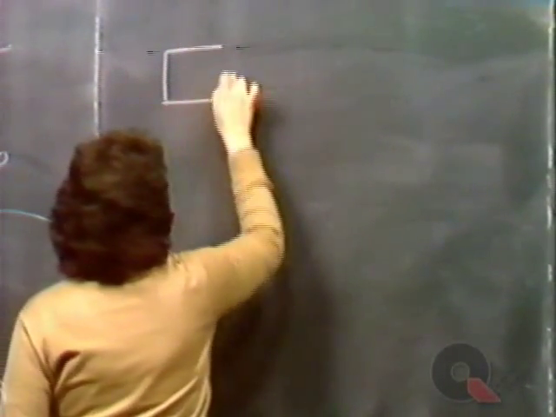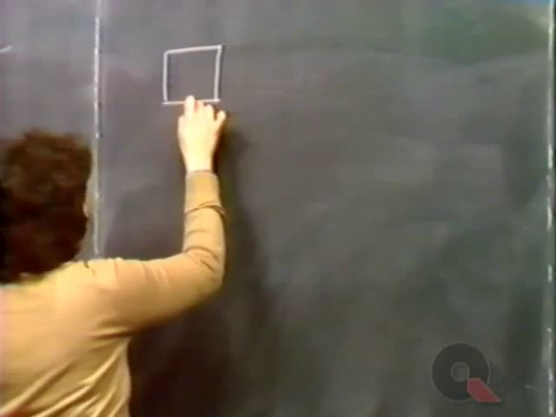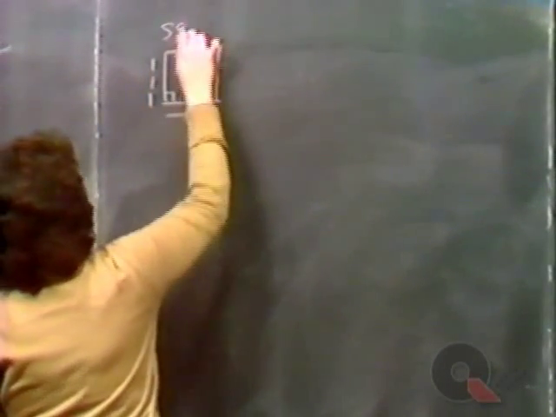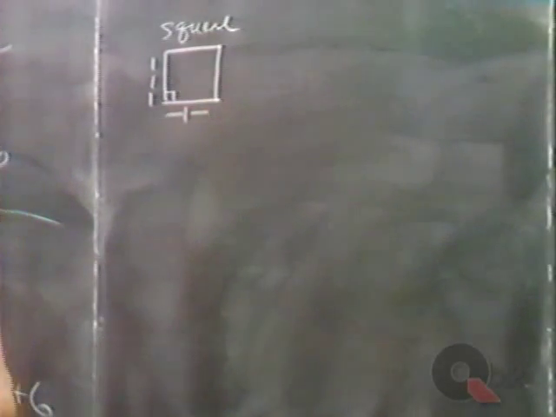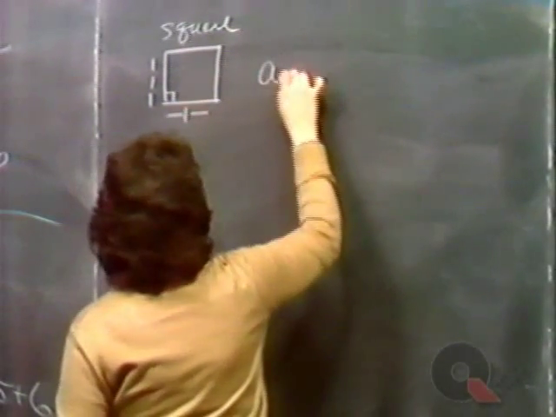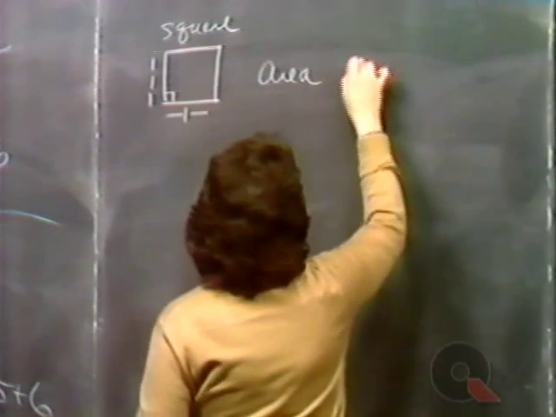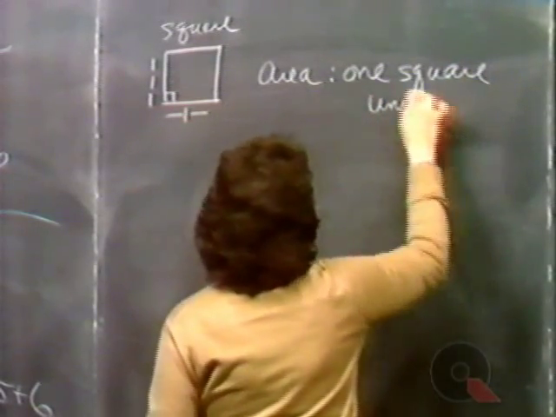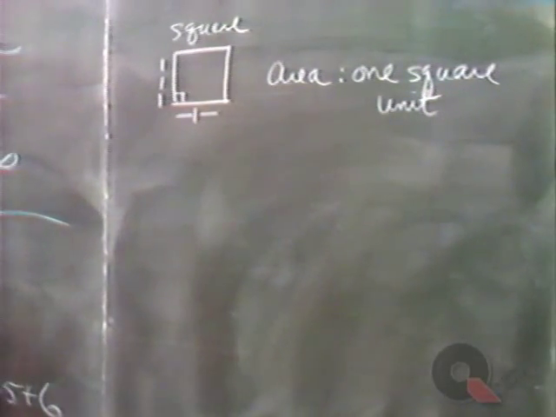Our basic building block in area problems is a square that has length 1 unit. Each length of each edge is 1 unit. This is 1 by 1. Okay, it's a square. The area of such a square, 1 unit on a side, will be called 1 square unit. From this, we can find the area of many other figures.